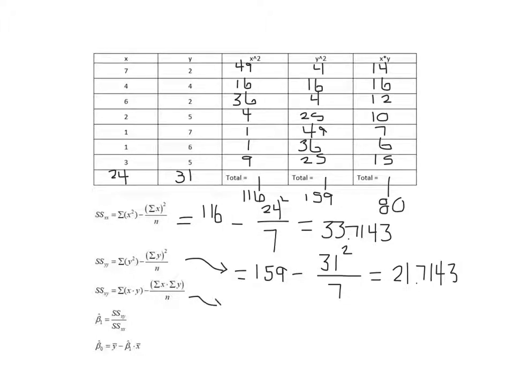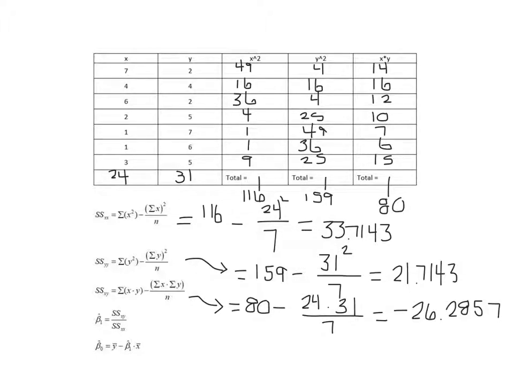Then to find the sum of the squares for xy, we have to take the sum of our x times y, which is 80, and subtract the sum of the x's multiplied by the sum of the y's, so that would be 24 times 31, and once again divide by the number of observations. And we get the sum of our xy's equal to negative 26.2857.